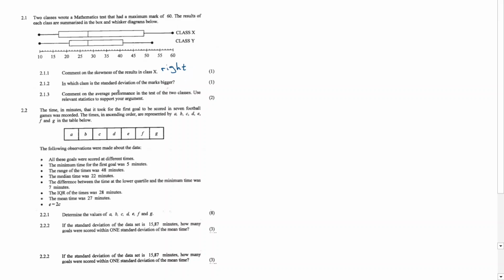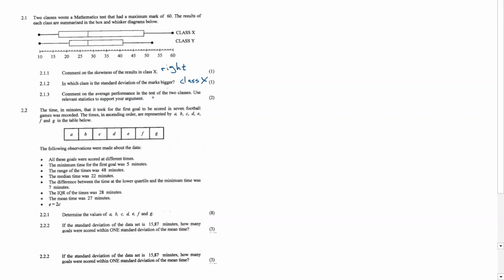In which class is the standard deviation of the marks bigger? It would be in class X. Why is that? Because the box is bigger. In general, both boxes are bigger, which means there's more variety. There's a greater standard deviation away from the middle.